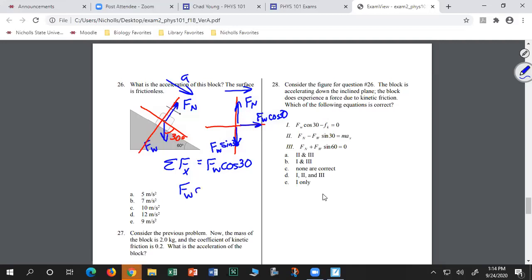So I say FW cosine 30 equals m times a. This is mg cosine 30 equals ma. So the m's cancel, and a is equal to 10 times cosine of 30, which is going to be 8.7 or 9 meters per second squared.